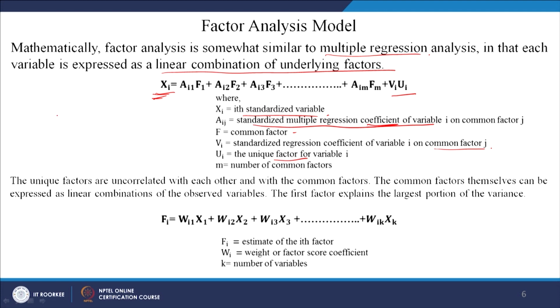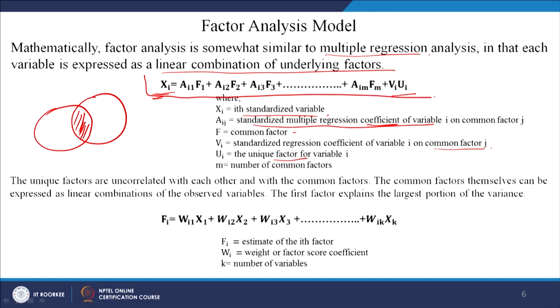So, for example, like a shared variance, something is shared or common, right, and some is unique. So, these are the unique factor for variable i and the standardized regression coefficient. Anyway, just understand this, it looks more like a multiple regression equation, right. The unique factors are uncorrelated with each other and with the common factors. The common factors themselves can be expressed as linear combinations of the observed variables.